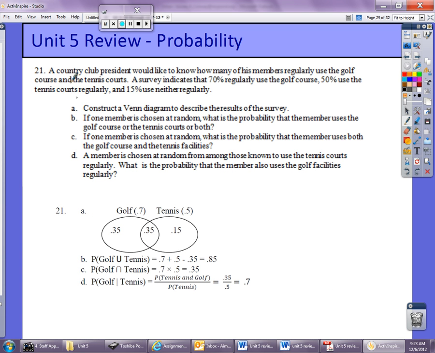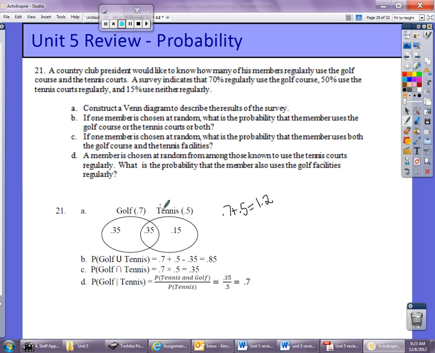For number 21, a country club president would like to know how many of his members regularly use the golf course and the tennis courts. A survey indicates that 70% regularly use the golf course and 50% use the tennis courts, and 15% use neither. So again, you have 70 for golf and 50 for tennis. If you add those up, you can see that 0.7 plus 0.5 is definitely more than 1. So therefore you know that there is definitely an overlap here.